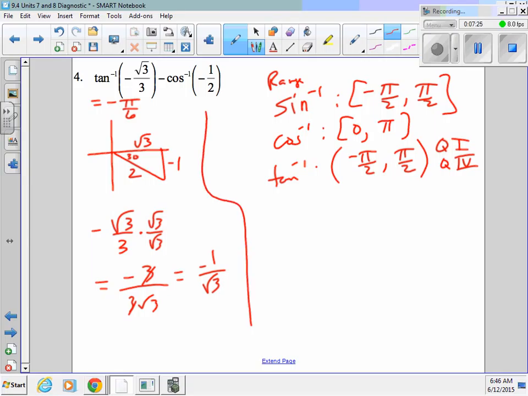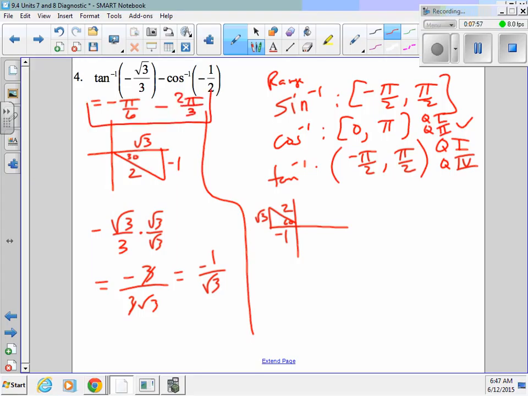Okay, so now cosine inverse of negative 1/2. Same thing, which quadrant am I in? Well, cosine is negative in quadrants 2 and 3, but inverse cosine only spits out angles in quadrants 1 and 2, so I have to be in quadrant 2. To get a cosine of negative 1/2, I would have to be adjacent negative 1, hypotenuse 2. This guy would be radical 3, and I'm looking at a reference angle of 60. So I'm looking at this answer being 120, which is 2 pi over 3.